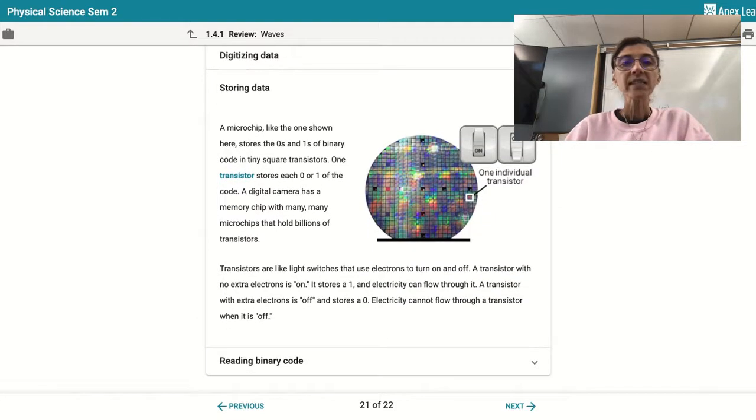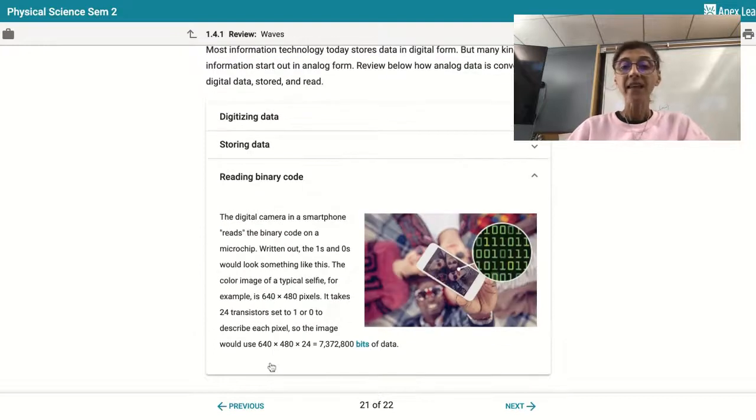And then storing data in a microchip, like how can phones get smaller and smaller and smaller? Well, because they're figuring out how to store more and more information on a smaller microchip. And then binary code, ones and zeros. That's what everything is. All digital code is ones and zeros in different combinations. So this will help you understand pixel numbers and things like that.